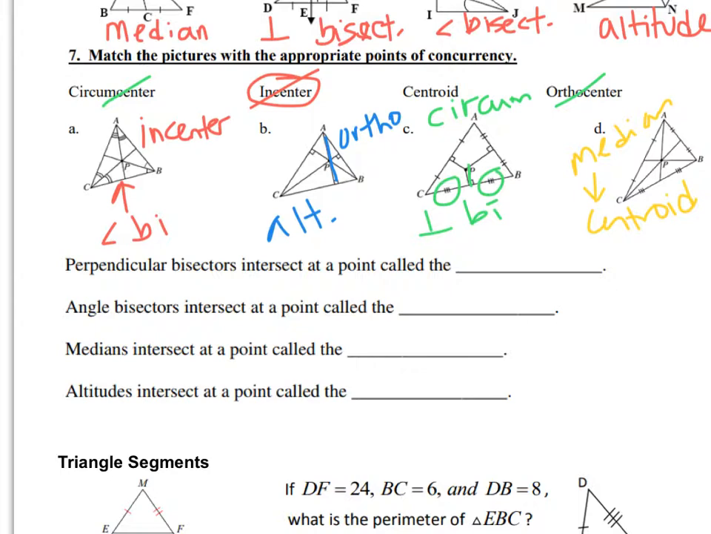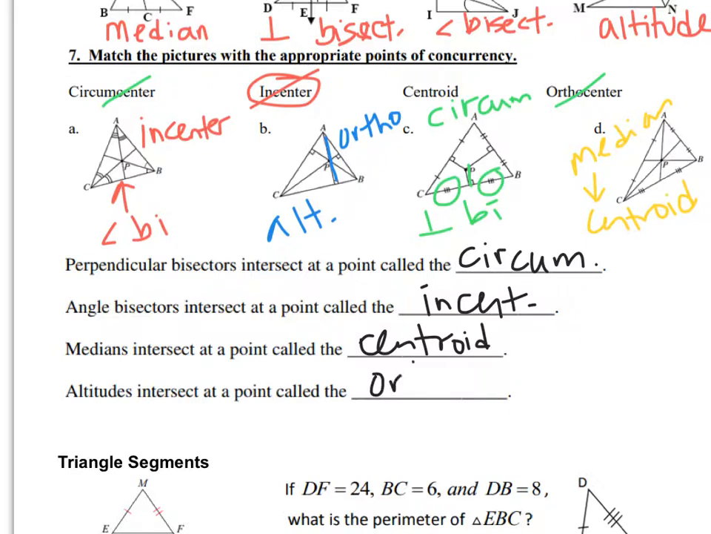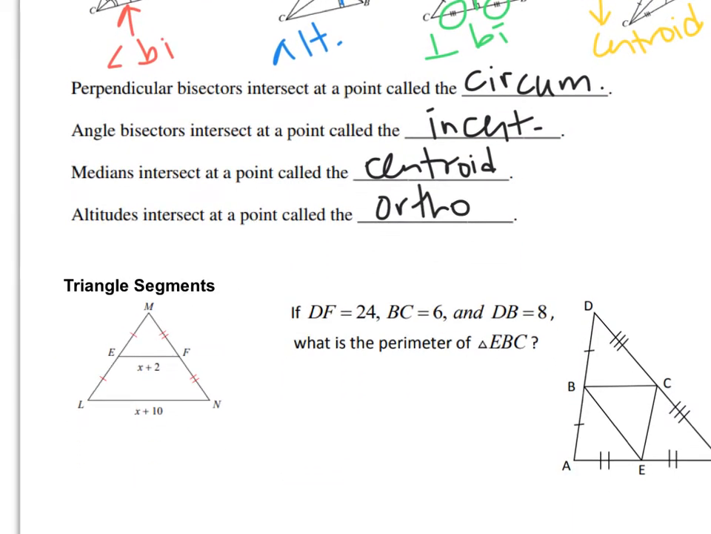Okay. Oh look, we already talked about this. So perpendicular bisectors intersect at a point called the circumcenter. Angle bisectors intersect at the incenter. Medians intersect at the centroid. And altitudes intersect at the orthocenter. You also have some other fun-filled facts to learn as well and remember for the quarter test.